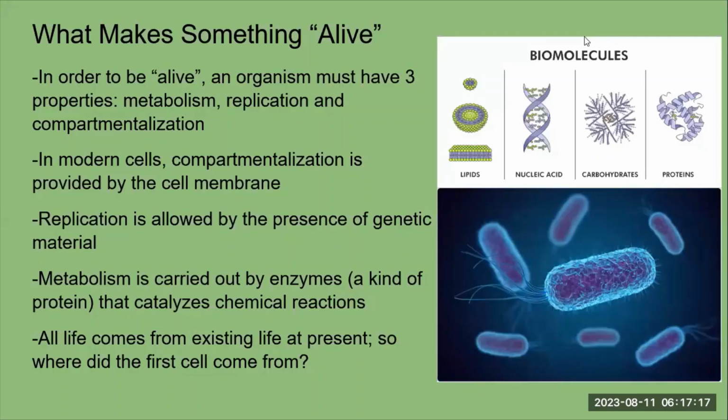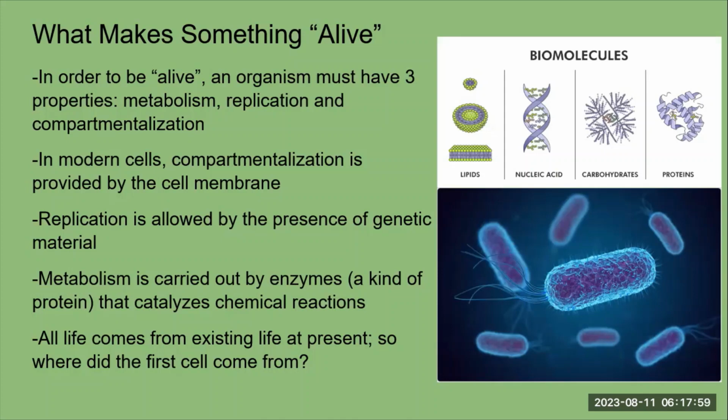Before asking when and how life began, we must first ask ourselves, what makes something alive? In order to be considered alive, an entity must have three characteristics: metabolism, replication, and compartmentalization. In this video series, we'll discuss the origin of all three. In modern organisms, compartmentalization is provided by the cell membrane. Replication is allowed by the presence of genetic material, which conveys information from one generation to the next, and metabolism is carried out by a diverse array of proteins known as enzymes.